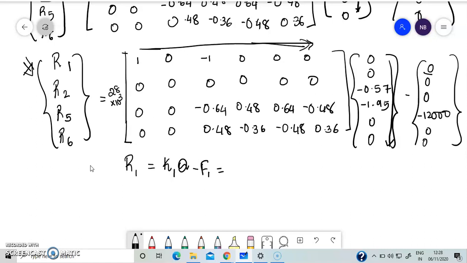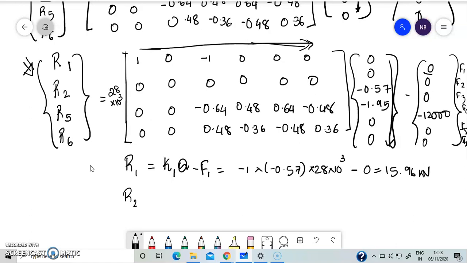So this is multiplied by the column vector. So we get minus 1 into minus 0.57 multiplied by the common term 28 into 10 to the power 3, minus F1. So I will write down here F1, F2, F3, F4, F5, F6. So minus F1, in which F1 is 0. So this is 15.96 kilonewton.